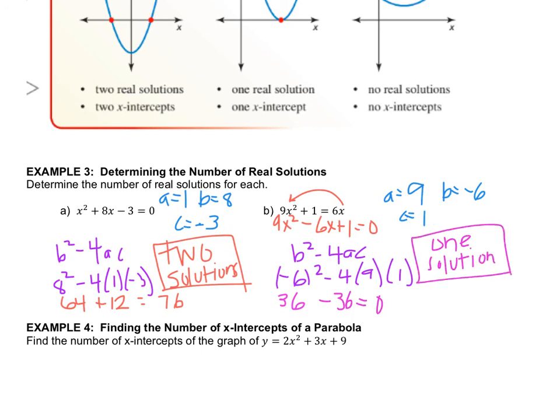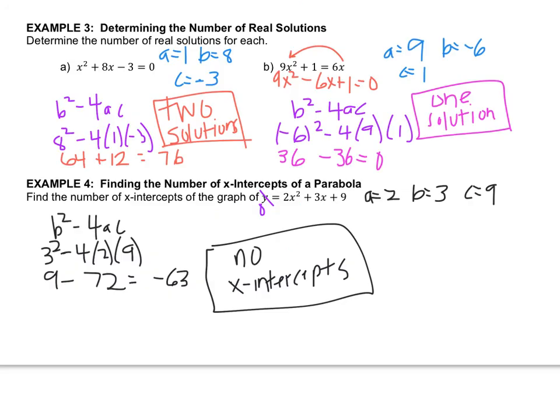All right, why don't you try example 4 on your own? All right, I got -63 as my discriminant. I had to first just say that it equals 0, and then instead of saying no solutions, because the question asked about the number of intercepts, I just wanted to use that language in the answer.